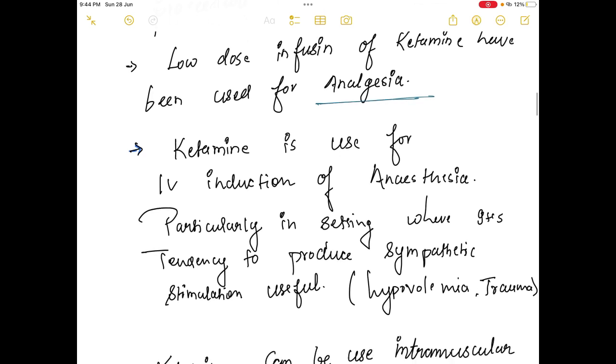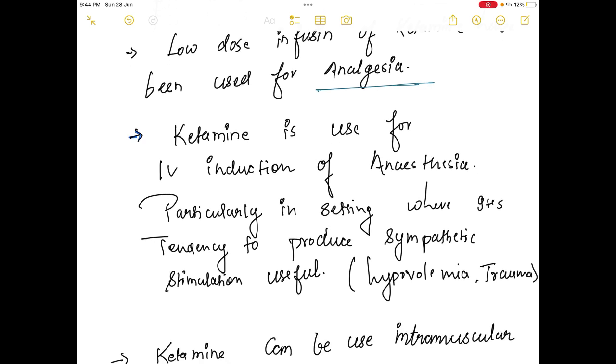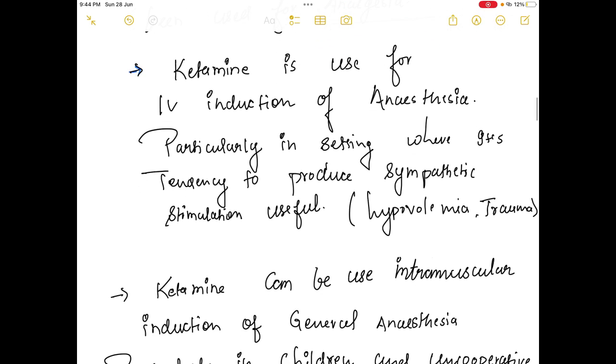Ketamine is used for IV induction of anesthesia, particularly when the patient is hypovolemic or in a trauma condition. Basically, ketamine is able to produce sympathetic stimulation. That's why it is able to increase the BP and increase the heart rate. So it is useful in hypovolemic conditions.